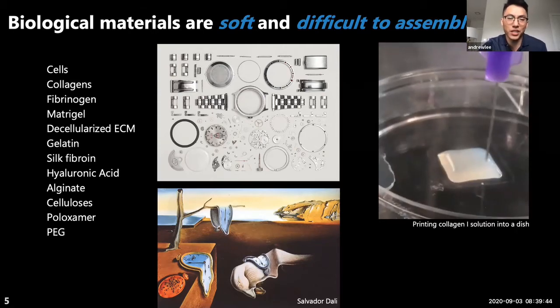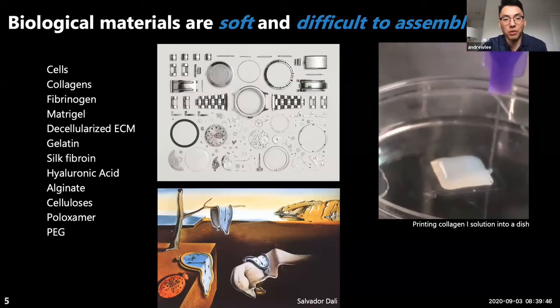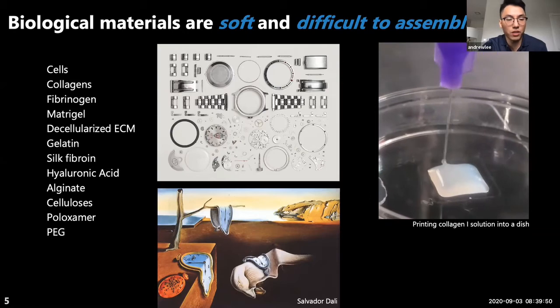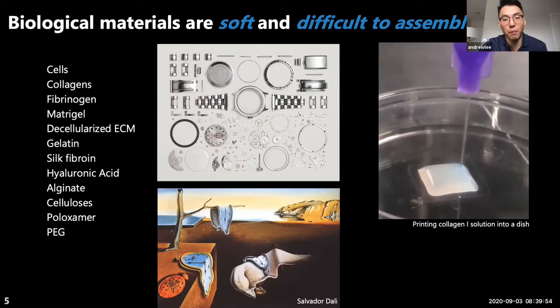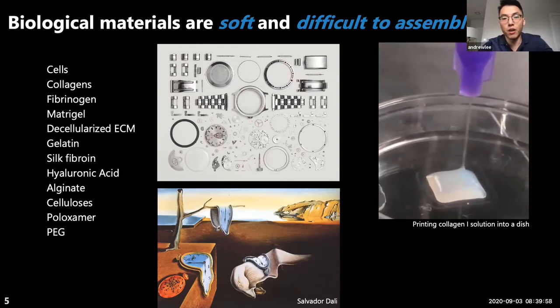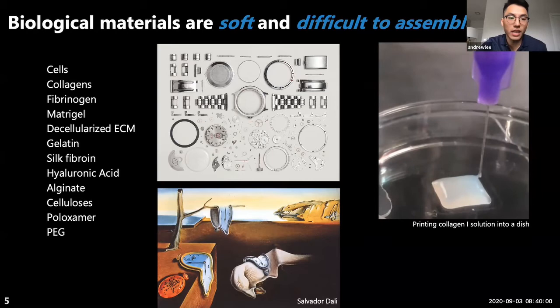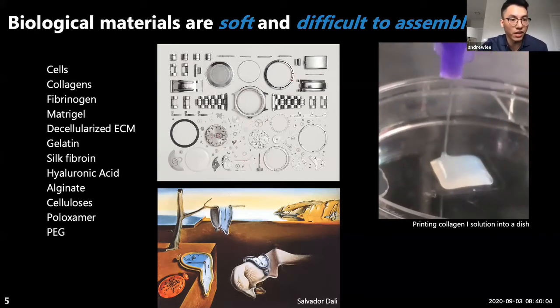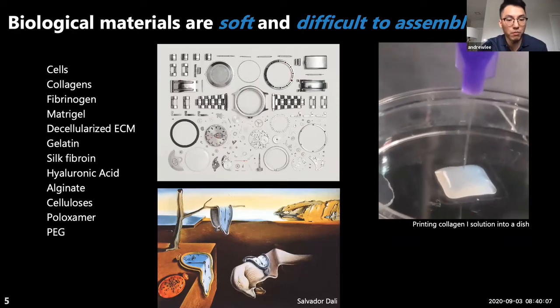And so this is actually exactly what we see when we try to print a collagen 1 solution material directly into a petri dish onto a platform. This is supposed to be just a simple rectangular slab where the slab should have sharp edges, but everything here kind of coalesces and forms a big puddle.